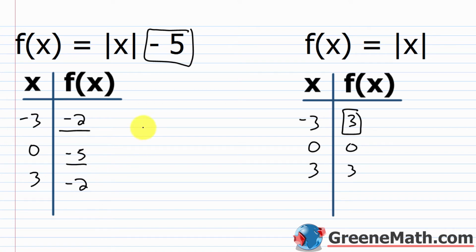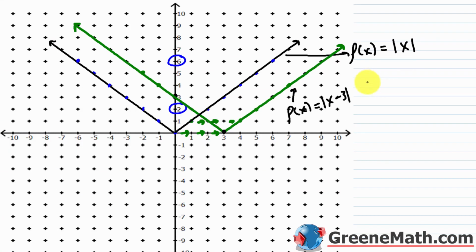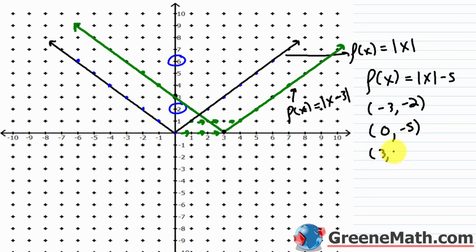So I can take these points and plot them. So we have f of x equals the absolute value of x minus 5. Our first point, we have -3 comma -2. We have 0 comma -5. And then we had 3 comma -2. So -3, -2. It's right there. We have 0 comma -5. And we have 3 comma -2.